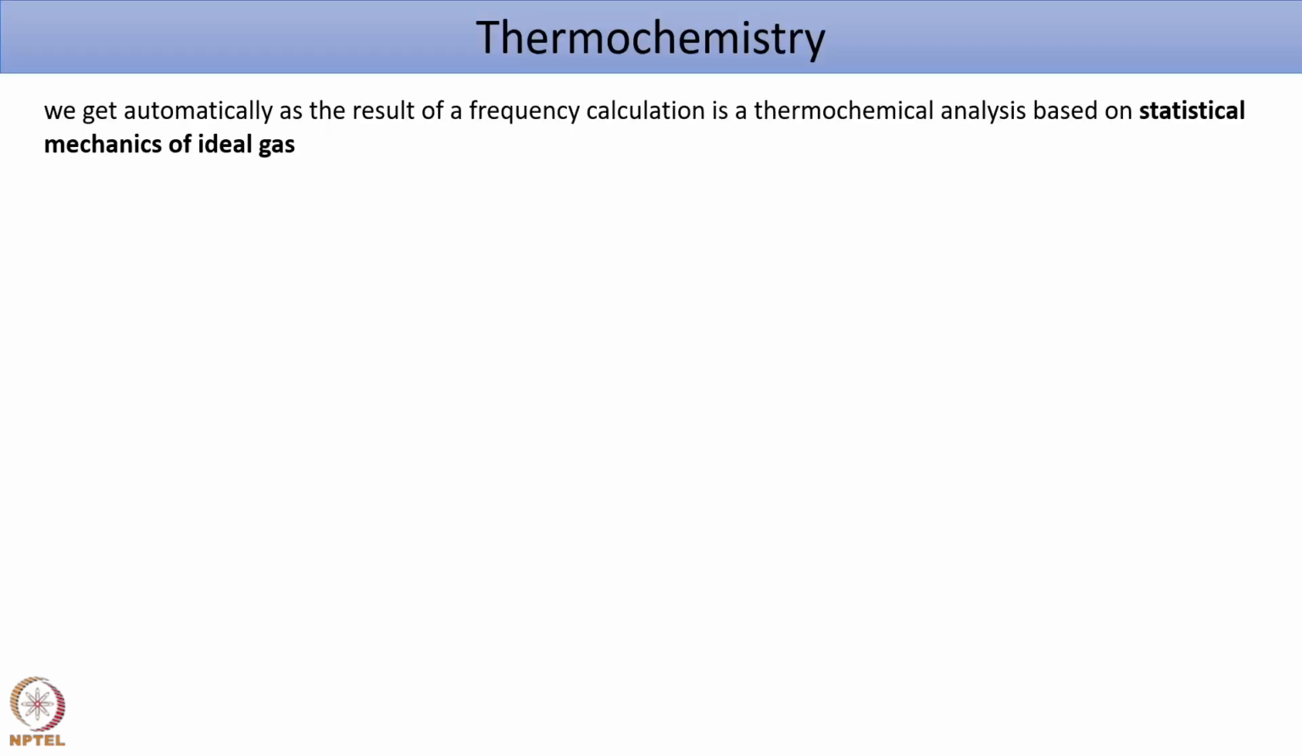Now the subtle part is that to do this thermochemistry, although we use electronic energy calculated from the Schrodinger equation, to get the thermochemistry what we use is a thermochemical analysis based on statistical mechanics of an ideal gas. These are calculated from classical partition functions, using the approximation that your molecules are behaving like classical particles.